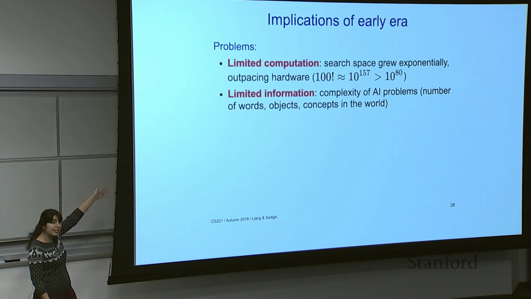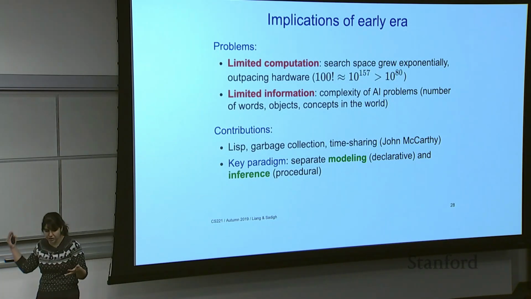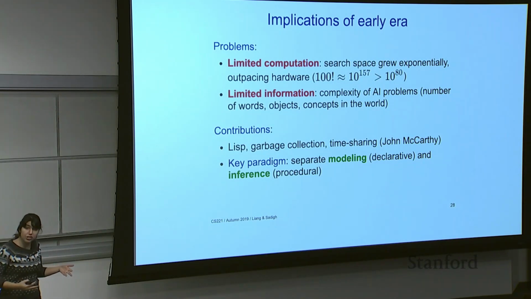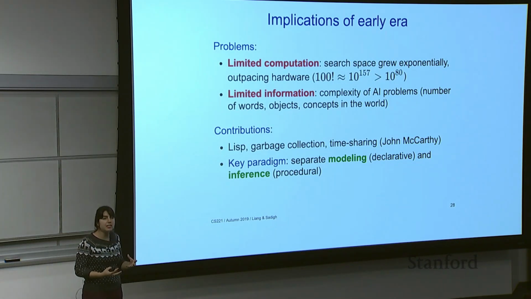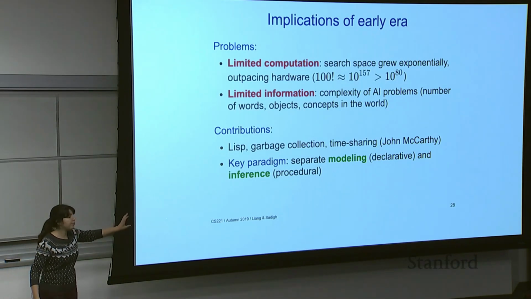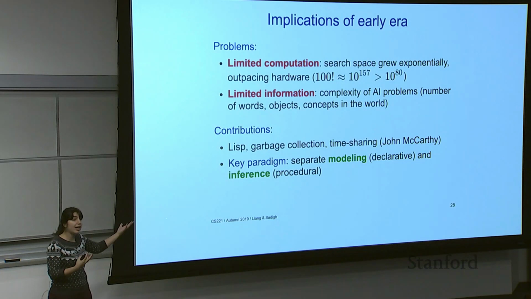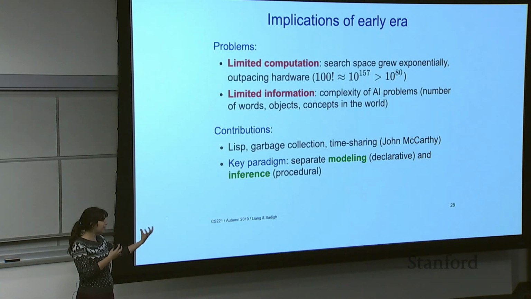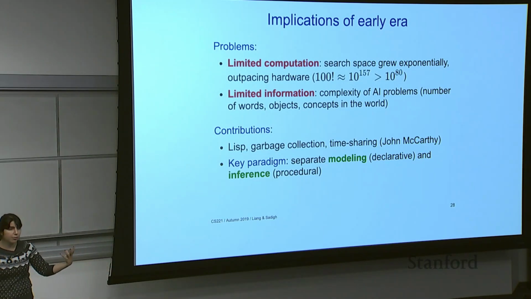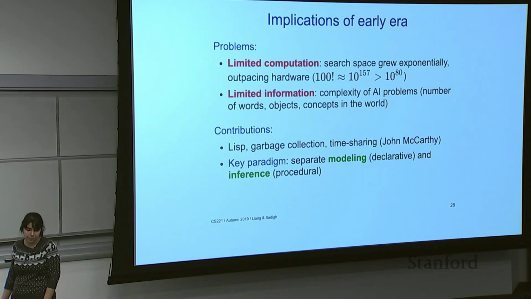But even though we had these problems and we had this first winter of AI, there were lots of interesting contributions from that era. The Lisp programming language came out around that time, garbage collection came out, time sharing, really interesting foundational ideas of computer science emerged during this period. And also this key paradigm that we are using in this class, thinking about separating modeling and inference, actually came out around the same era too. The fact that we should have this declarative model, and at the same time this procedural inference algorithm, separated out from each other and think of them as separate things, is a huge contribution that came out around that time.